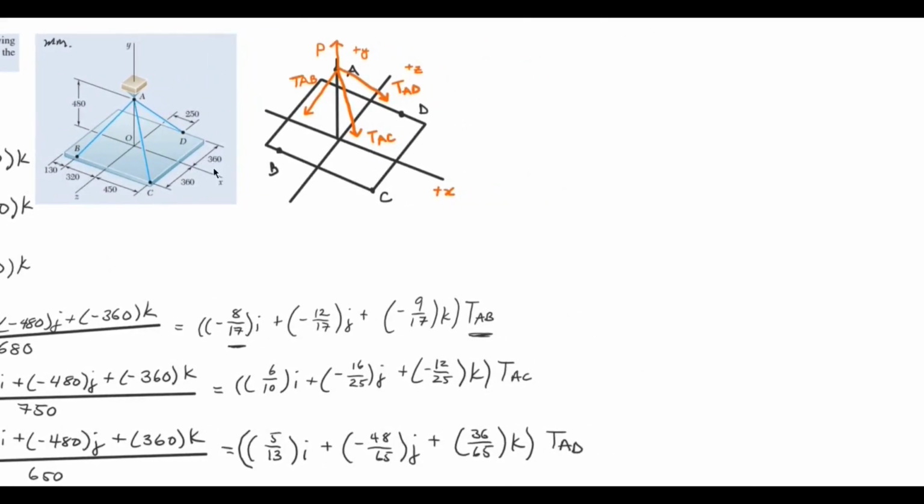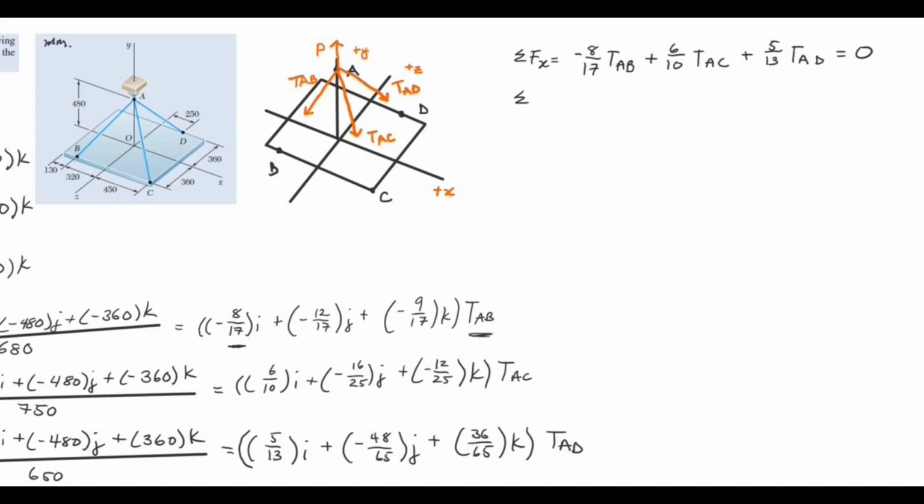So now that we have the tensions, we can solve for the sum of the forces in the x, y, and z direction. The sum of the forces in the x direction would be equal to minus 8 out of 17 times tension AB, plus 6 out of 10 times tension AC, plus 5 out of 13 times tension AD, which is equal to 0. So we could do the same for the sum of the forces in the y and z direction.